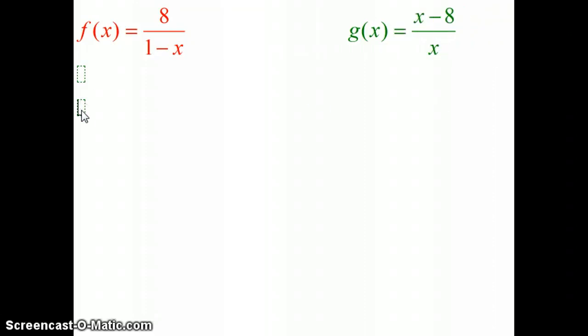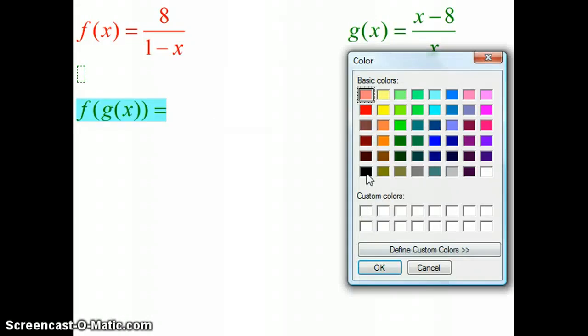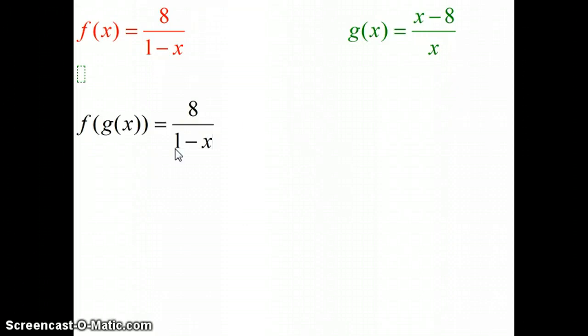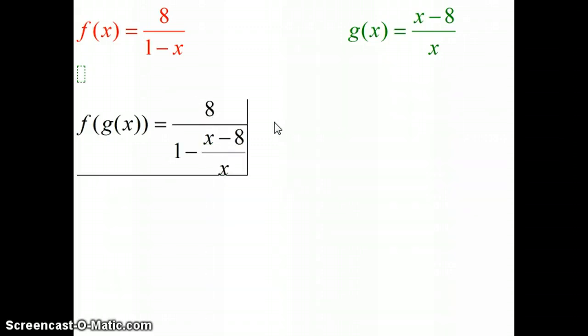So what happens when I compose one of these with another? Well, let's just take f of g of x. I assume that you're familiar enough with this process. Let's go ahead and change this to a black color. Okay, so when we're looking at this whole thing, I want to take f of x, which I can see is the quantity 8 over 1 minus x, but since we saw an x here, let's replace it with that guy right there. So this is going to turn into another fraction, x minus 8 all over x. That's the composition.